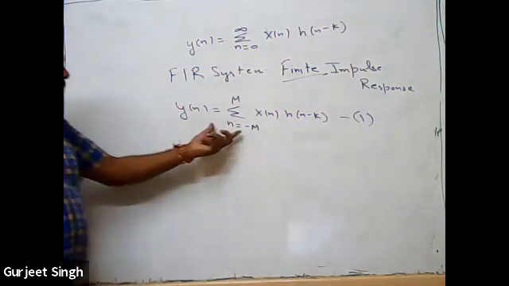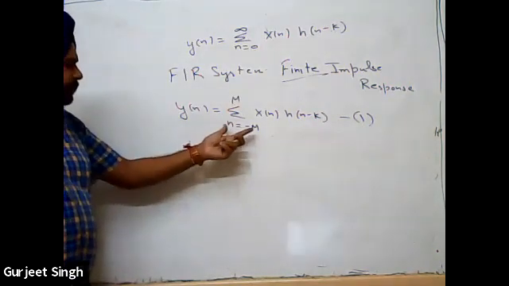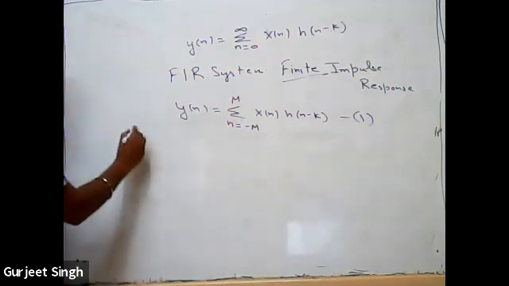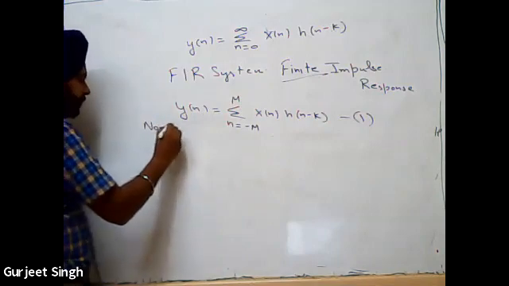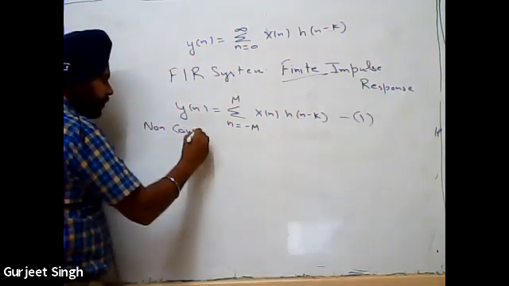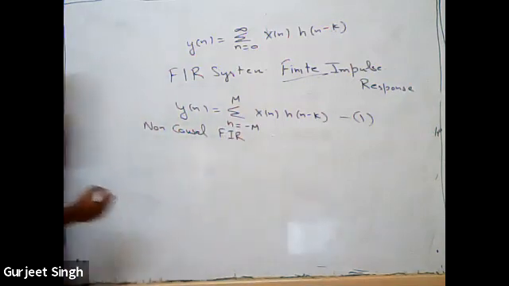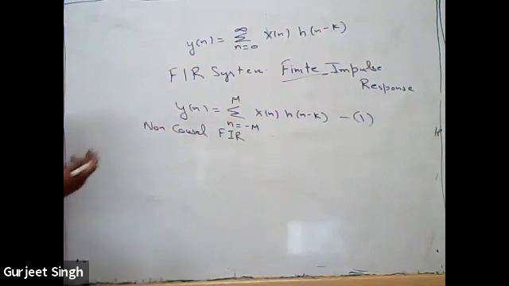Now here we are taking the range of n from minus M to M. That means this is non-causal. This equation is the non-causal FIR system. This is the non-causal finite impulse response system.